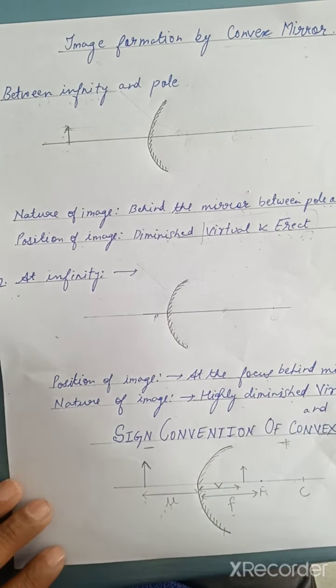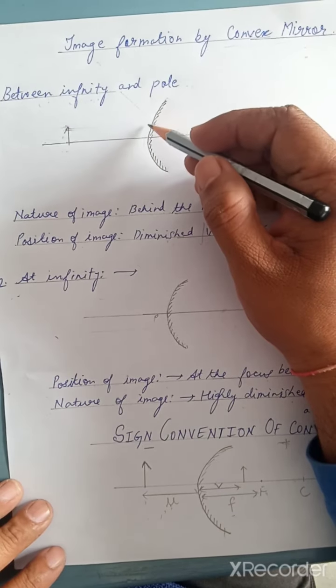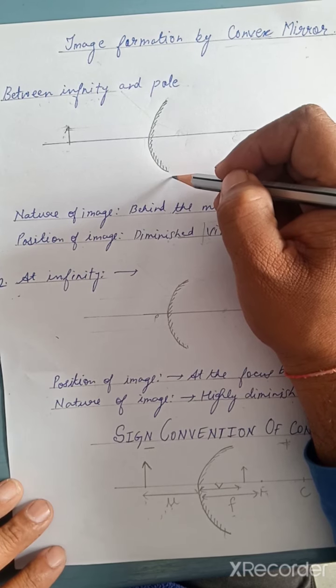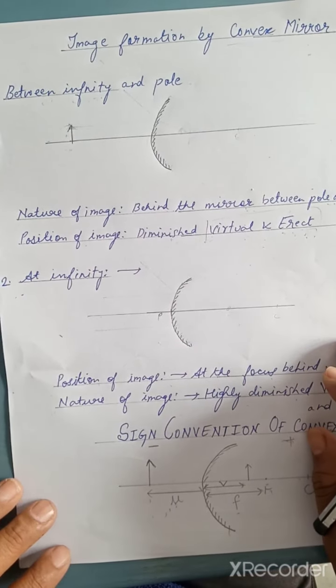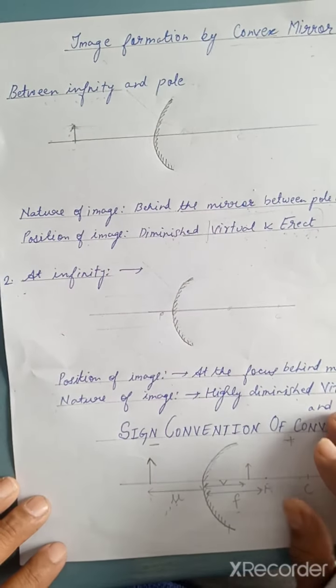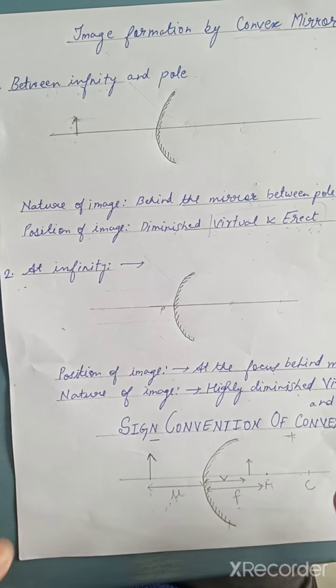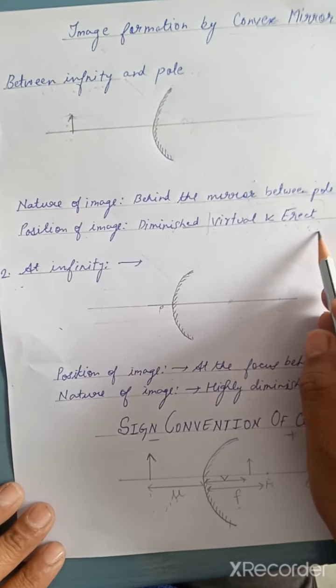Now, the first thing you should have is the idea of the convex mirror: when the reflecting surface is towards the outer side. When it is inside, it is called a concave mirror, but when the reflecting surface is towards outside, it is called a convex mirror. The other name of the convex mirror is a diverging mirror. The basic thing is that a convex mirror always forms a virtual and erect image.